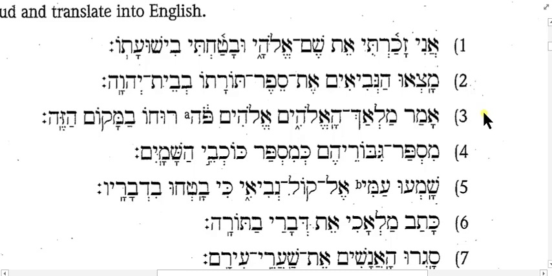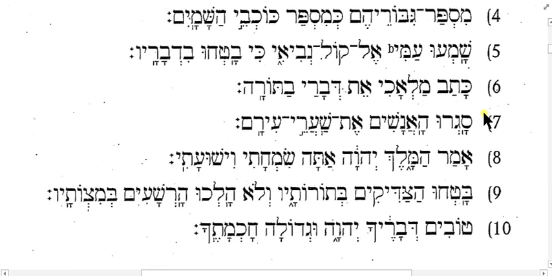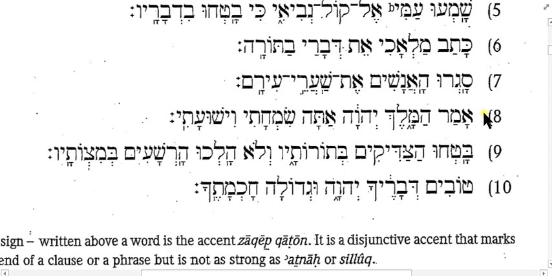Number 10. Had a little trouble with that. Okay, let's look at number 10 here. So I have tovim, which means what? Good. And what form of good is this? Masculine. Yeah, that's masculine plural, right?